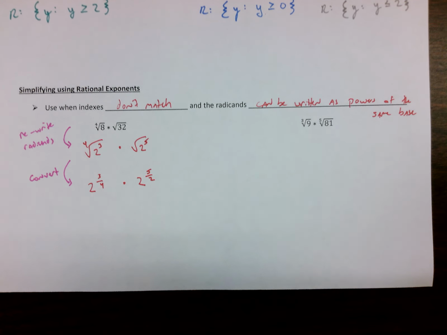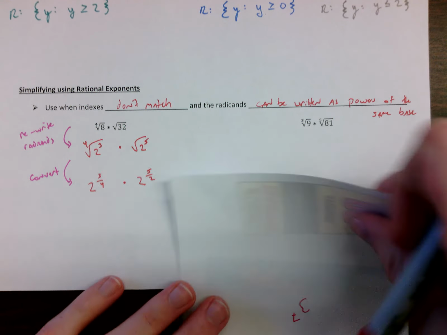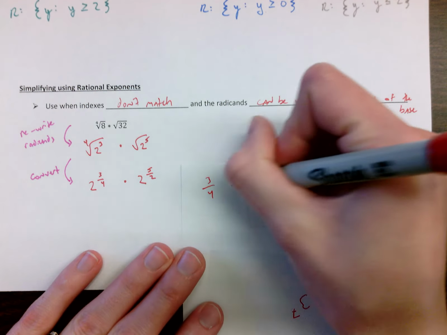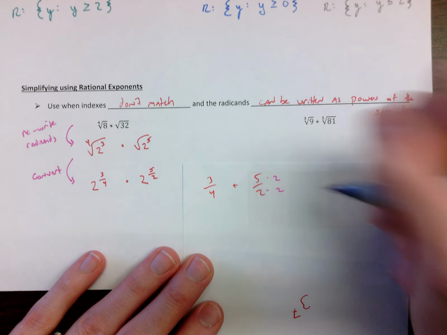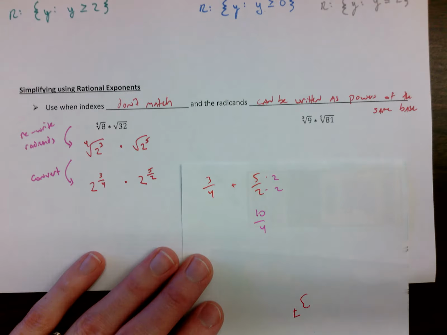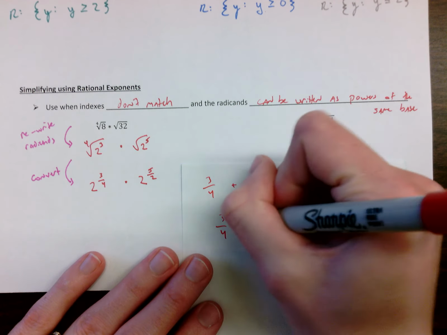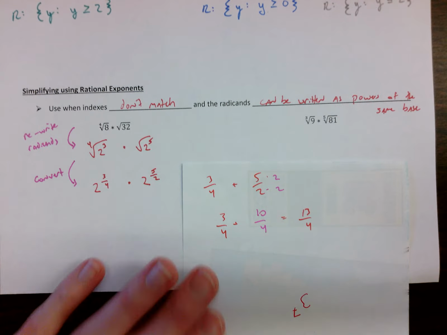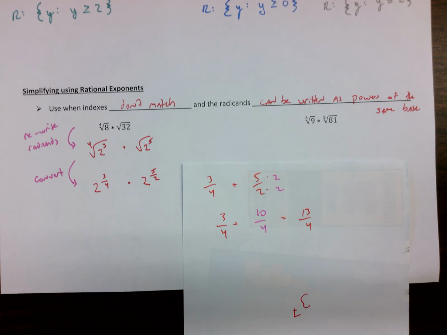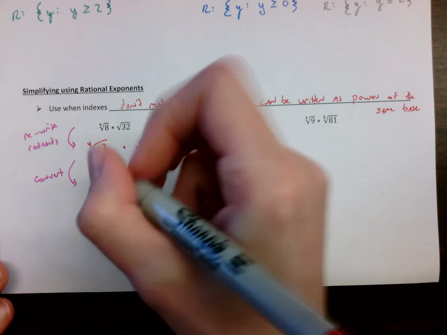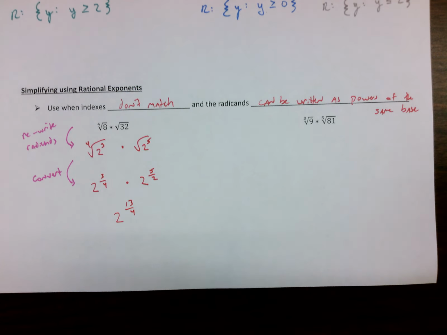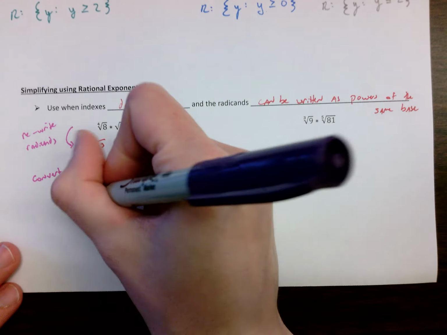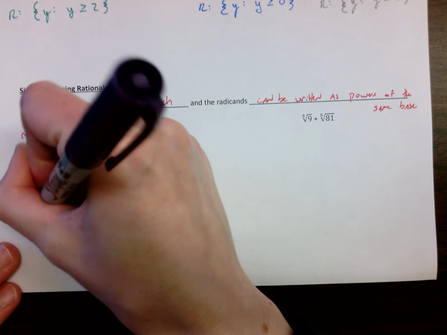So I'm going to do the same thing here. I'm going to add 3/4 and 5 halves. A little bit of scratch work: 3/4 plus 5 halves. I need common denominators, so I'll multiply this guy by 2 top and bottom. So that's 10/4. So that's going to work out to 13/4, right? Okay, so we added our exponents. So now it's 2 to the 13/4. Again, from here to here, I just used my exponent rules.